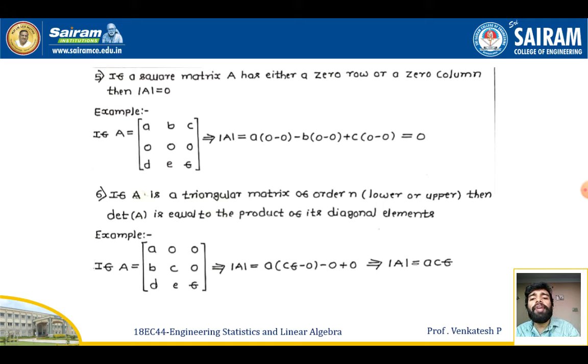Sixth property: if A is a triangular matrix of order n, lower or upper triangle, then the determinant of A will be equal to the product of the diagonal elements. Here the matrix is a purely lower triangular matrix: a, 0, 0; b, c, 0; d, e, f. If I expand this matrix to find the determinant, the value will be the product of the diagonal elements, that is acf. We can get the same thing for an upper triangular matrix also.